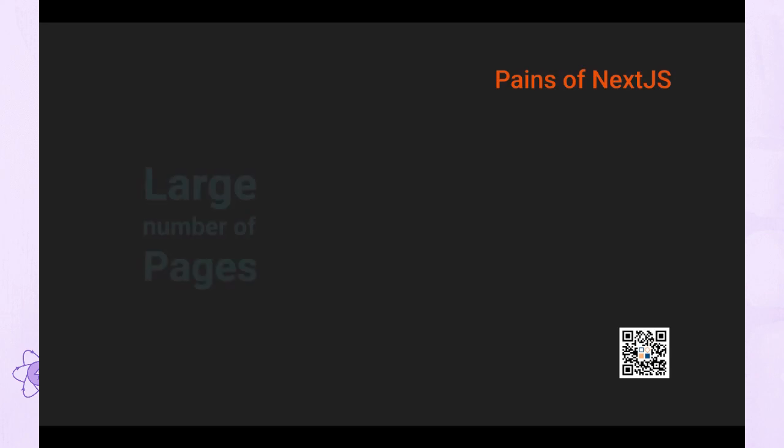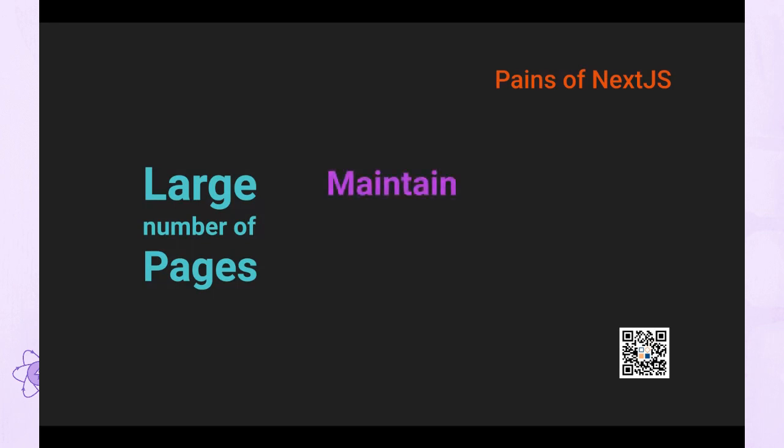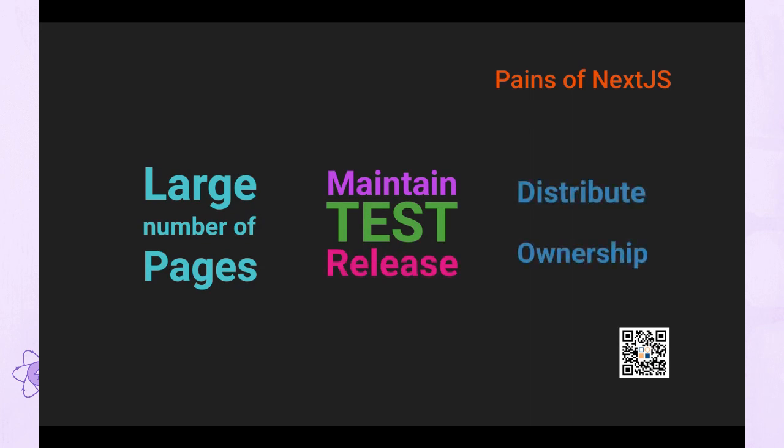This is not really a problem of Next.js, but something out of scope for Next.js to solve. We have to solve it if we need that, when there are more pages. So the problem is to maintain, test, and release each of the pages separately, and distribute ownership among the different teams.